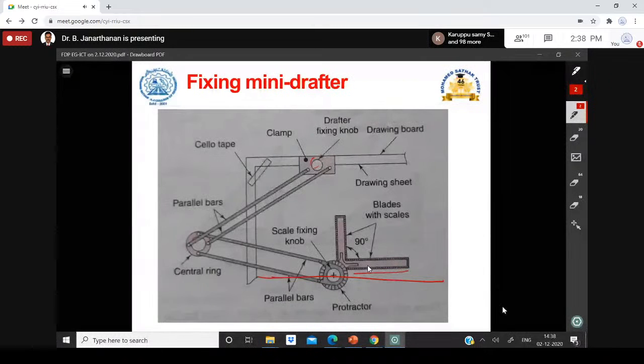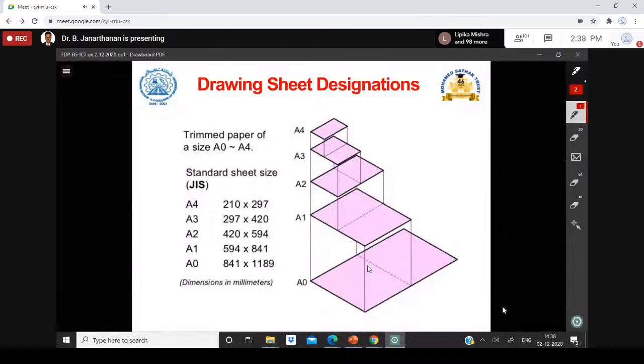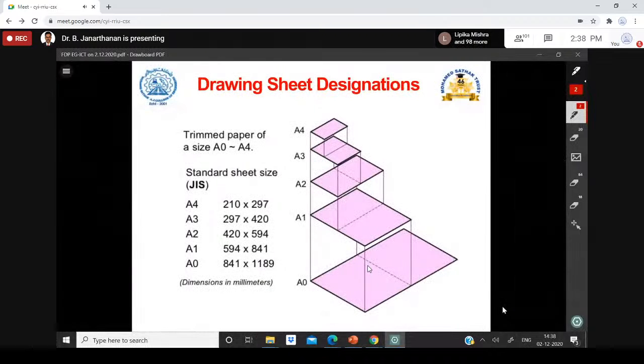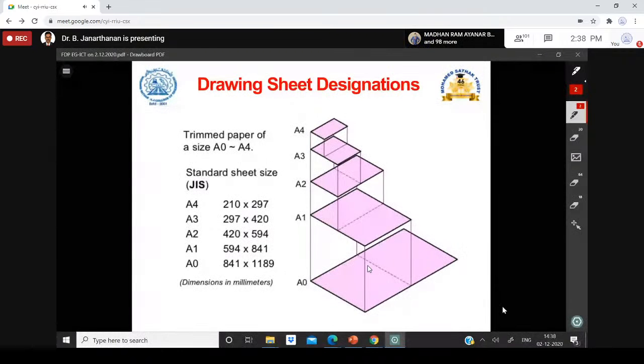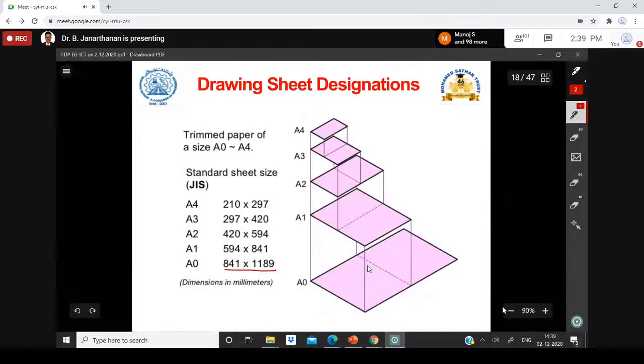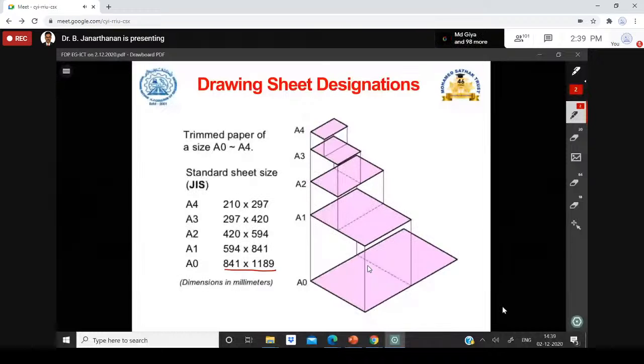Then, introduction about the designation of drawing sheets. You should know how to calculate the different sizes of the drawing sheets. If you know one size, you can derive all the other sizes from that size. For example, if you remember the A0 size drawing sheet paper, it will have dimensions of 841 by 1189 in millimeters. The units are in millimeters.